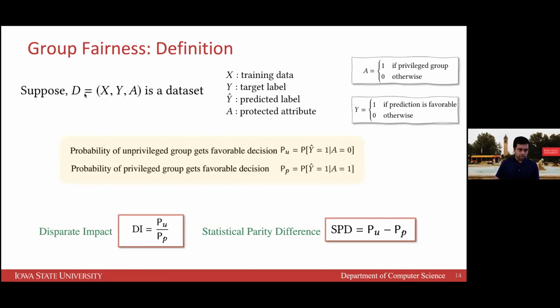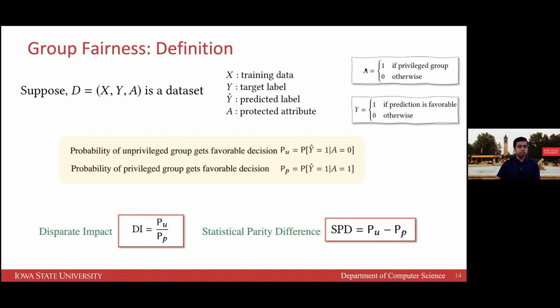So suppose D is our data set, and X is the training data, Y is the training labels, and A is the protected attribute. We divide the labels in two different groups: one is if the decision is favorable, and otherwise it's not favorable. For example, in crime prediction, if it is predicted positively, the software is trying to say that this person will do some future crime, so that is unfavorable. In loan prediction, if it approves the loan, that is favorable.